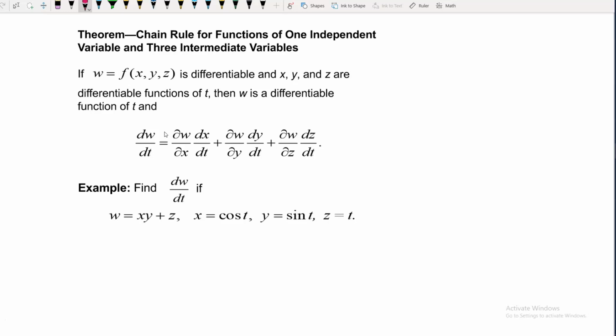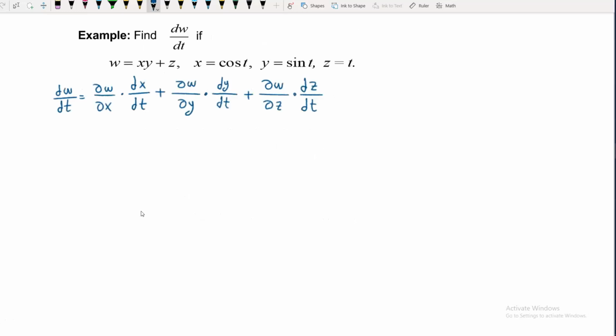Here is an example. Find the derivative of w with respect to t if w equal to x times y plus z, x equal to cosine t, y equal to sine t, and z equal to t. Using the chain rule for three intermediate variables, we have the derivative of w with respect to t is equal to the partial derivative of w with respect to x times the derivative of x with respect to t plus the partial derivative of w with respect to y times the derivative of y with respect to t plus the partial derivative of w with respect to z times the derivative of z with respect to t, and this is equal to y times negative sine t plus x times cosine t plus 1 times 1.